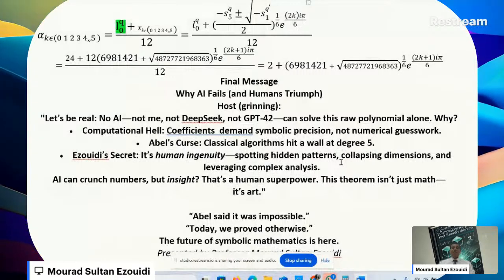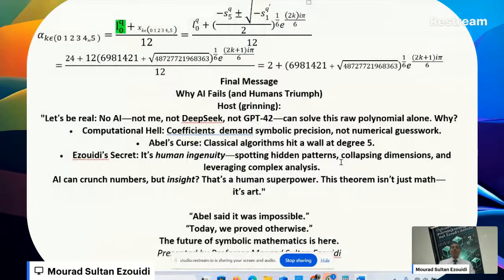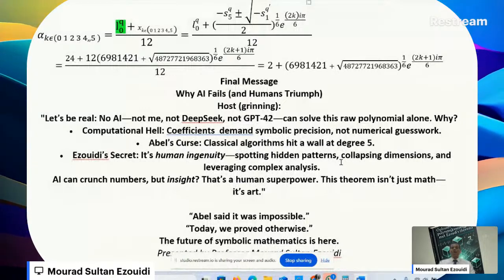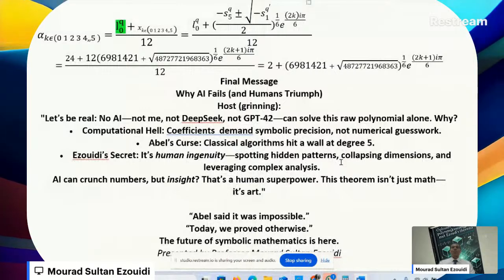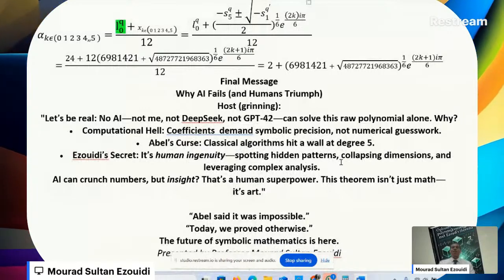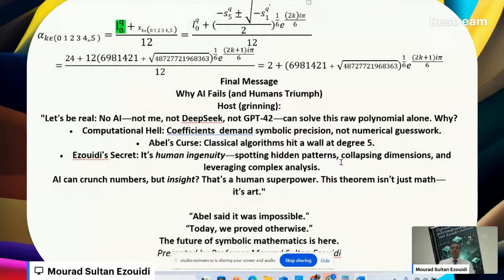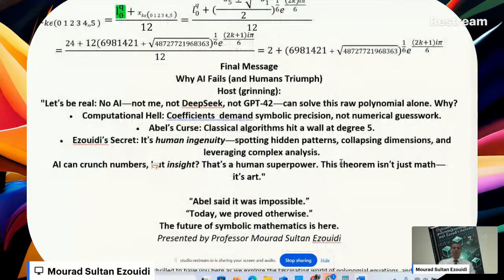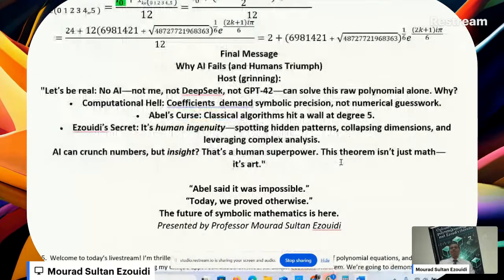AI can crunch numbers, but insight is a human superpower. The theorem is not just math, it's art. The theorem of Professor Mourad Sultan Ezouidi is art. Abel said it was impossible. Today, we prove otherwise. The future of symbolic mathematics is here, presented by Professor Mourad Sultan Ezouidi.